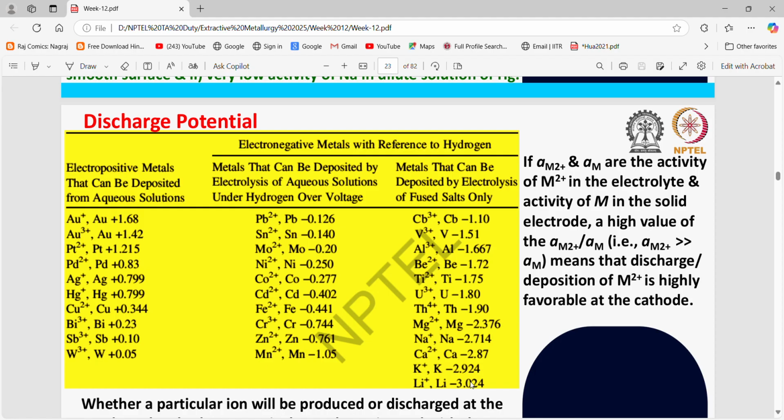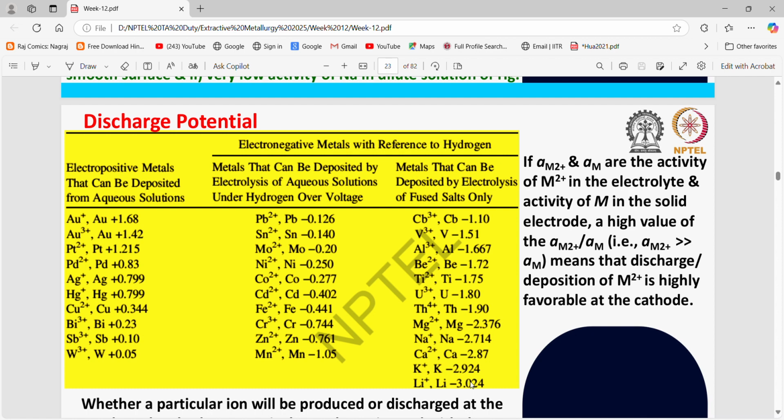In some cases we generally don't go for the metal making process for lithium, sodium or potassium. We generally do not require metals of these particular elements, because first, the cost of production of the metal is very high due to the electrolysis of fused salts only. And second, they are highly reactive in nature.